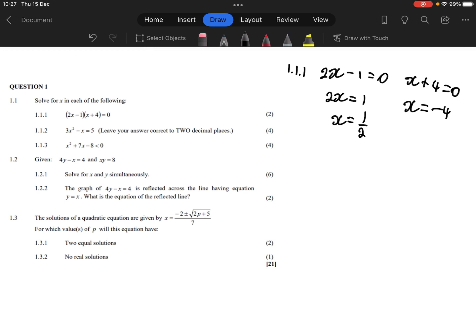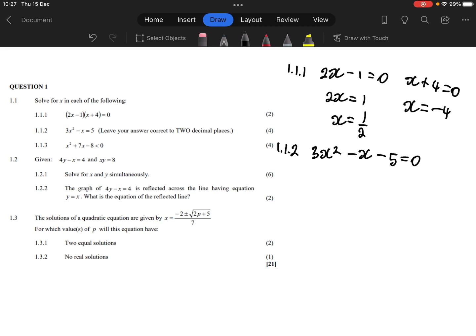Okay, moving on to 1.1.2. You can see we have a trinomial, but it's not yet in standard form. So let's go ahead and put that in standard form. 3x squared minus x, taking over the 5 as a negative 5, is equal to 0. This information in brackets is really important because it tells us the manner in which we need to solve. It says leave your answer to 2 decimal places. This means we have to use the quadratic formula.